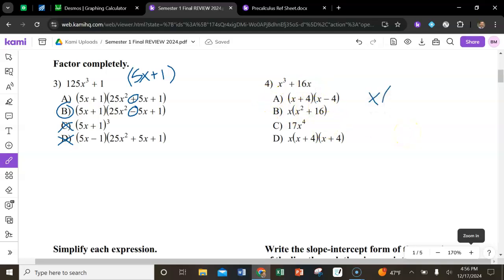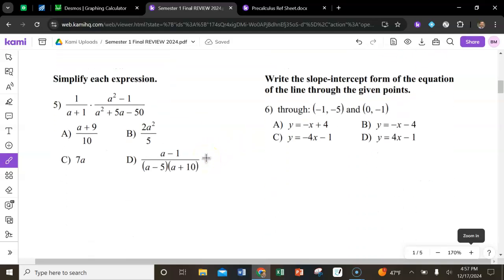On number 4, all you can do is factor out an x. You're left with x squared plus 16. This is a sum of squares. That does not factor. B is the correct answer. A lot of people think that that is x plus 4 times x plus 4. That is incorrect. You cannot factor that. So the answer is B there. You could use the whole graph idea on Desmos on that as well.